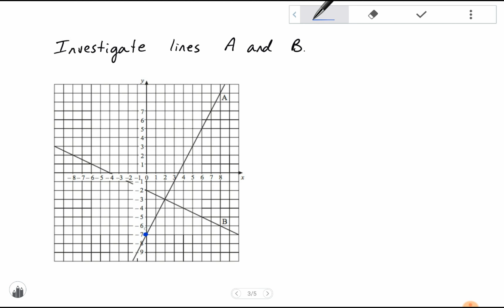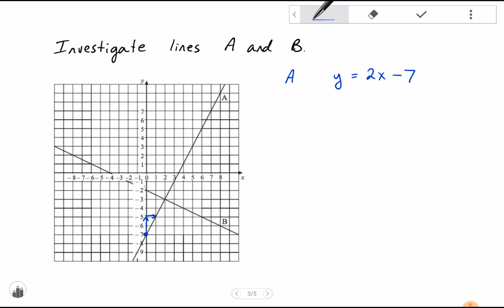The slope we can get from rise over run, we go up 2 over 1. So that means the slope here is positive 2. So for line A, y equals 2x minus 7. We got that from the intercept and the slope.